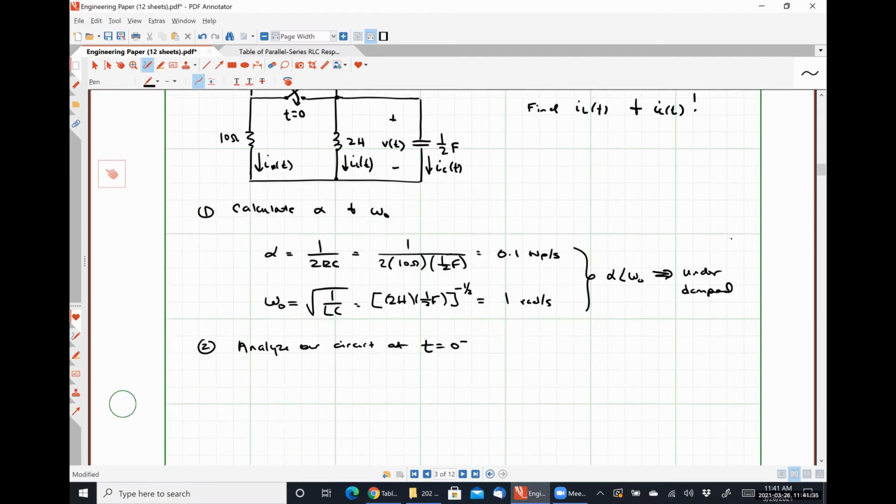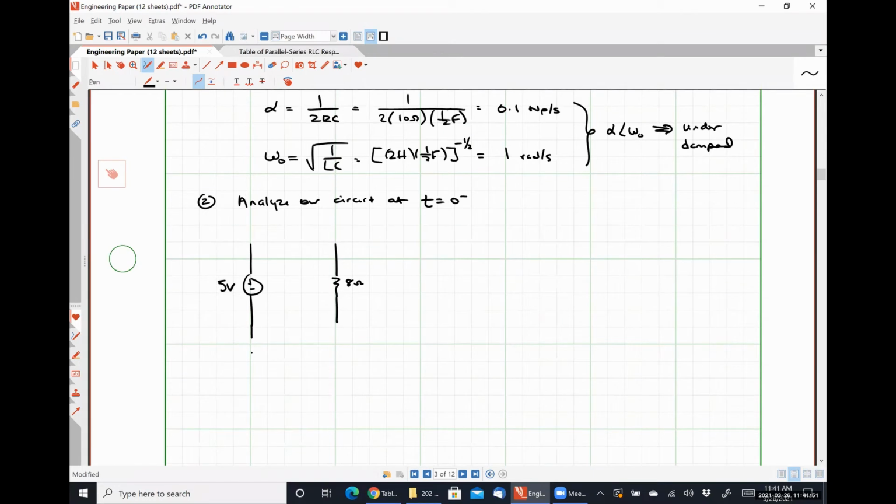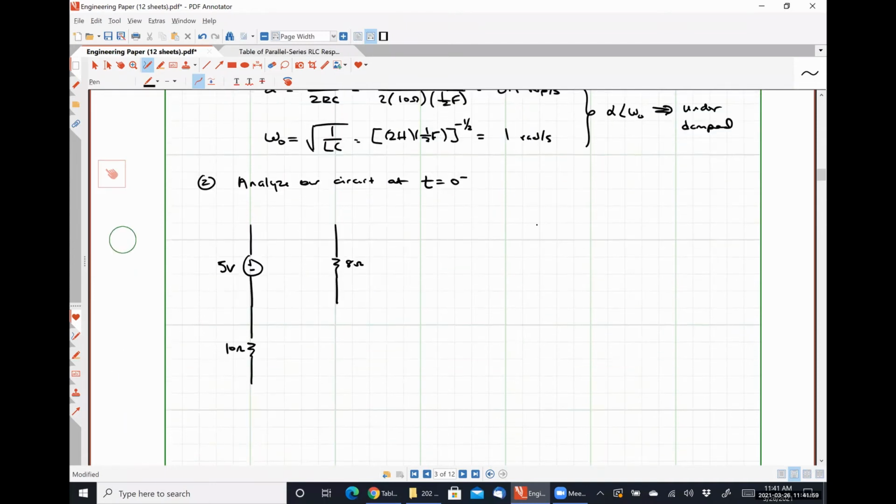So with that in mind, let's look at this circuit at t equals 0 minus. So we have a 5 volt source there, an 8 ohm resistor there, I believe. A 10 ohm resistor here. My inductor is going to look like a short circuit. My capacitor is going to look like an open circuit. So here is V at 0 minus. This guy is IC at 0 minus. And this guy is IL at 0 minus. And again, I really don't care about what's going on with the resistor, so we're not going to bother keeping track of it. It's just a waste of time.